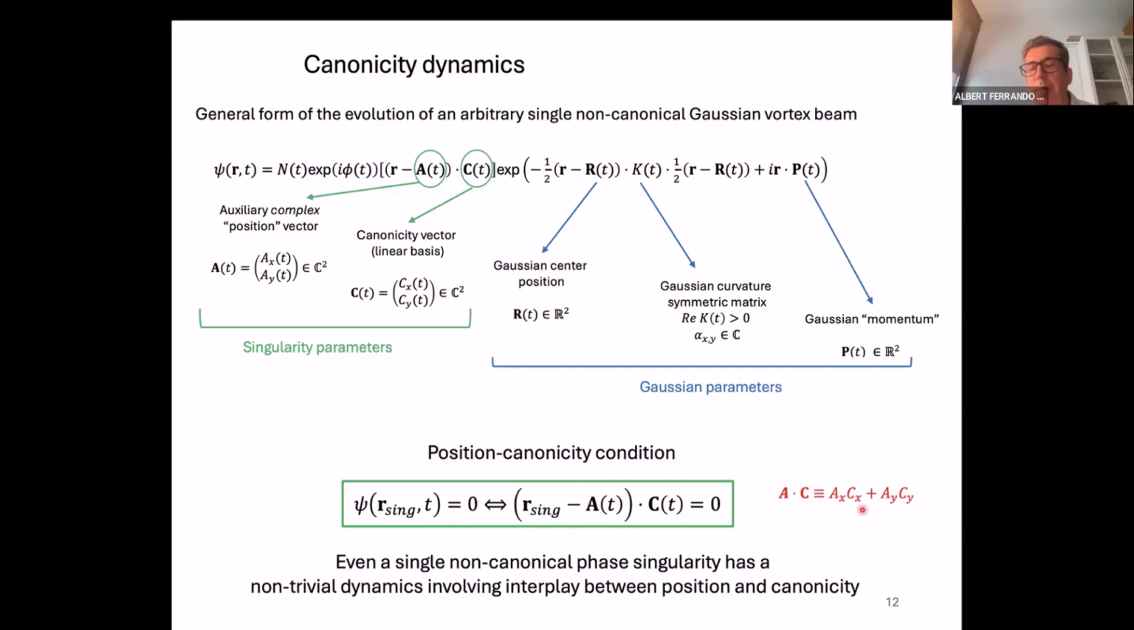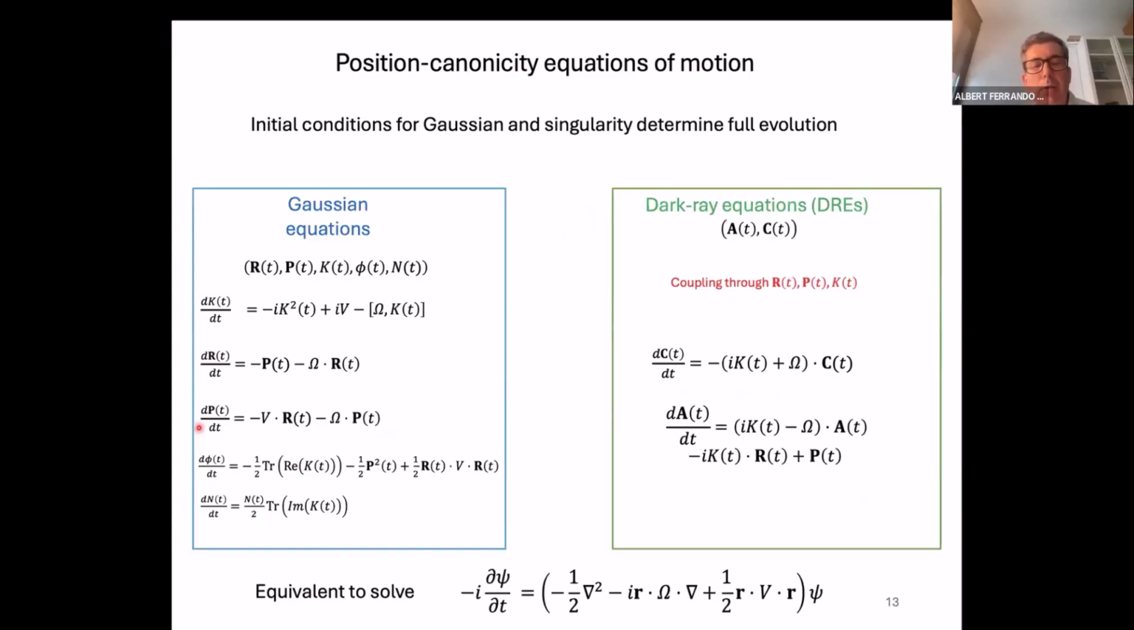Which is a standard scalar product, it's not a complex one, in which you can see that the position of the singularity is the result of solving the system and involves this complex vector field and this canonicity field. This means that the position and the canonicity have a strong interplay, as we're going to see immediately. So basically what happens is that you can really transform the whole solution into two types of particle-like behavior equations. One for the Gaussian involving its corresponding parameters, and other ones for the singularity, which involve the complex position and the canonicity. And they are coupled through diffraction, so the Gaussian, the curvature matrix, the momentum, and the position of the Gaussian. And this is equivalent to solving this equation for this particular type of solution.